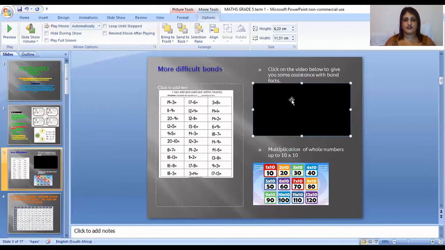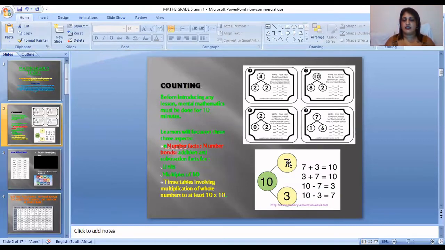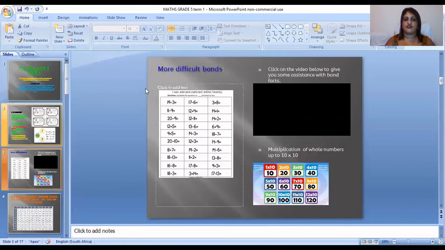Okay, I hope that helped you a bit. Let's go back to the previous slide. Here again, what they explained to you there was whole, part, and part. Now, when we look at a more difficult one, for example, 19 minus 3, 19 is your whole, 3 is your part. So whole minus part will give you another part which we're not sure of the answer.